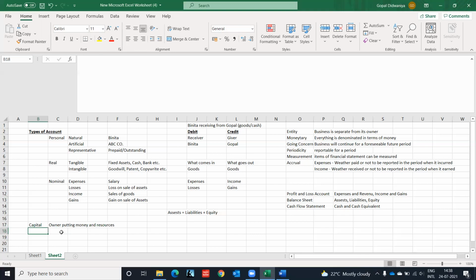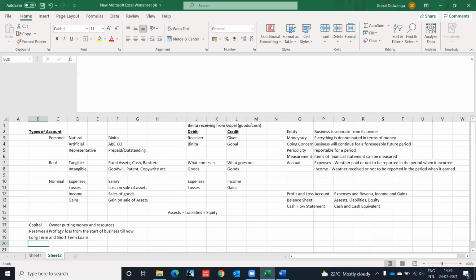Then we have reserves and surplus. This is our profit or loss from the start of the business till now. Then we have long-term and short-term loans.